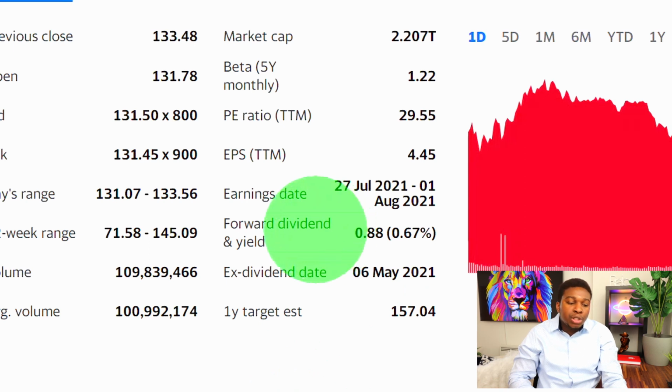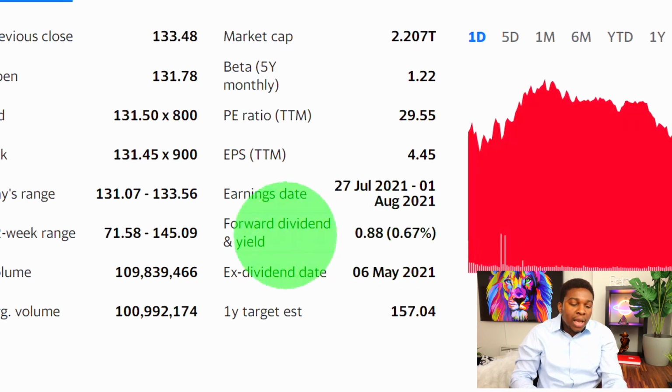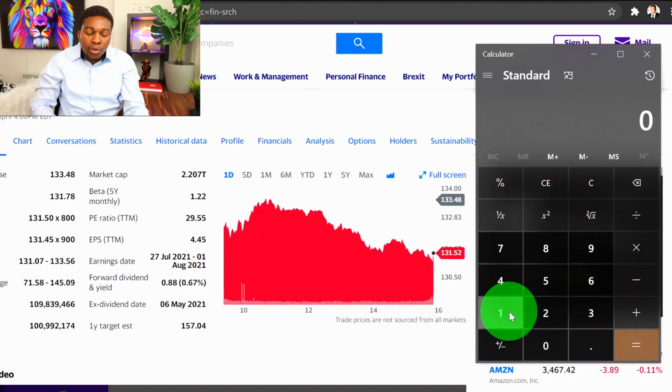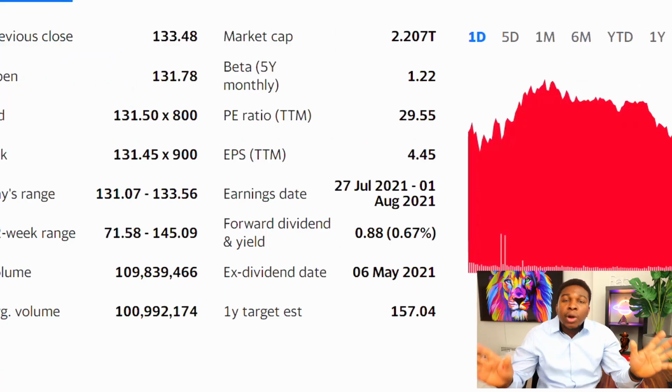If you own an Apple share, you should expect a dividend of $0.88 for 1 share. If you own more than 1 share, you multiply it by the number. So let's say that you own 10 shares in Apple. So you should expect to get a dividend of 10 times $0.88, which is $8.8, just free money as a thank you for being a shareholder in the company.